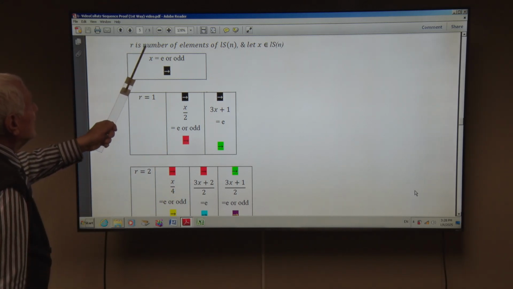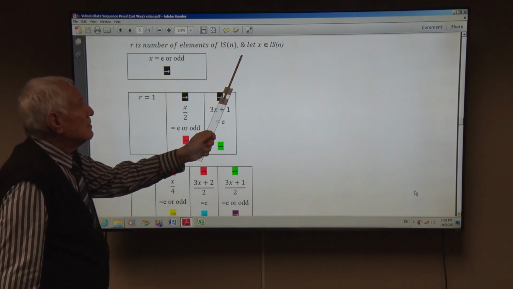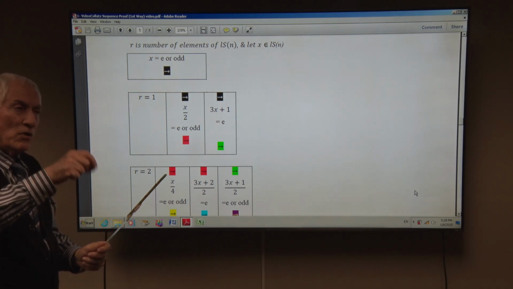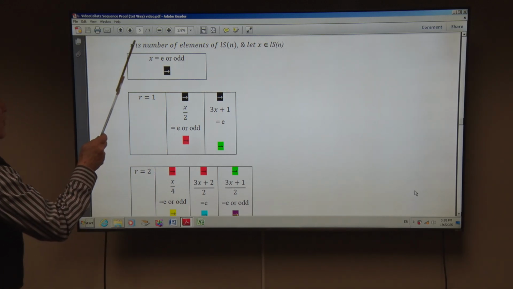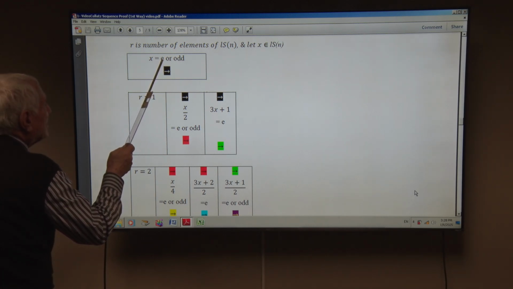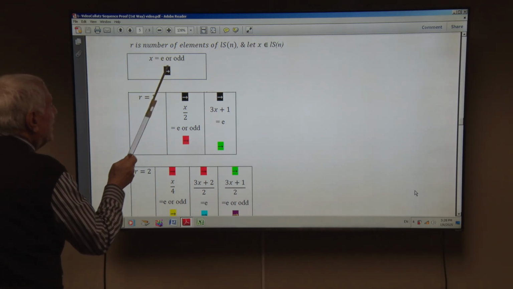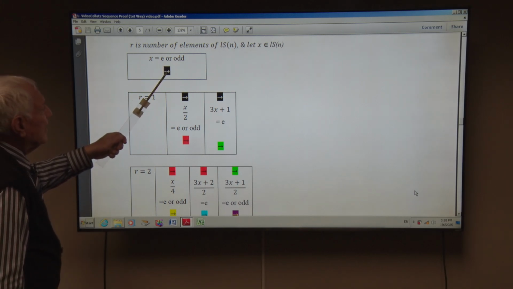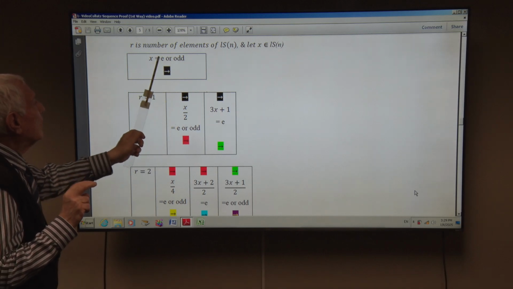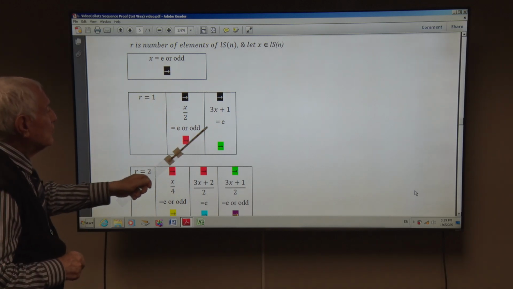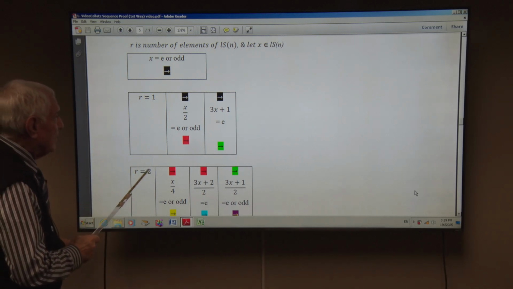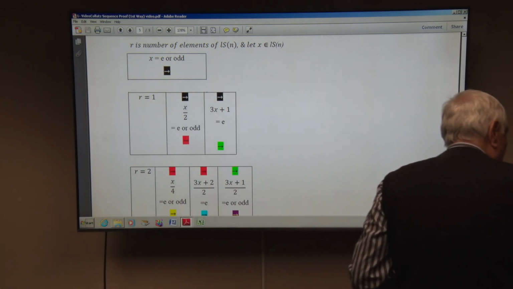R, I told you, is the number of elements of a loop. And let x be in the loop. Always take x in the loop. Okay. When we have one element, I have that element possibly as even or odd. Then this black spot suppose gives me 2 results. See, 2 blacks here. Why? Even, odd situation. Okay. We go to the second one.